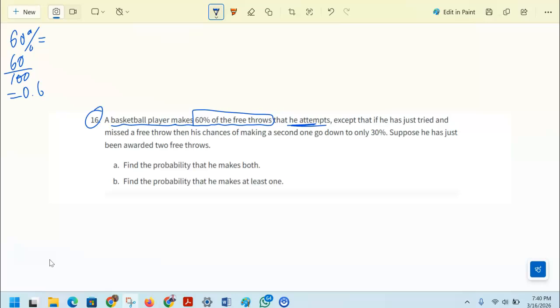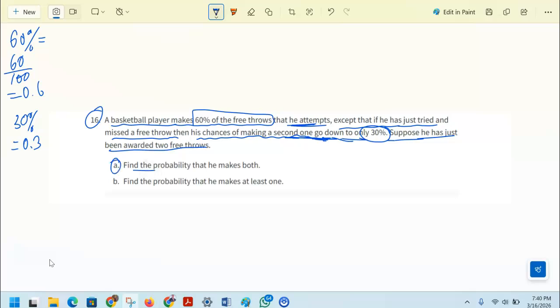Then, except that if he has just tried and missed a free throw, then his chance of making the second goes down, that chance goes to 30%. So 30% is 0.3. So we have to organize this whole thing. I want you to read this, pause, and see if you can do it yourself.